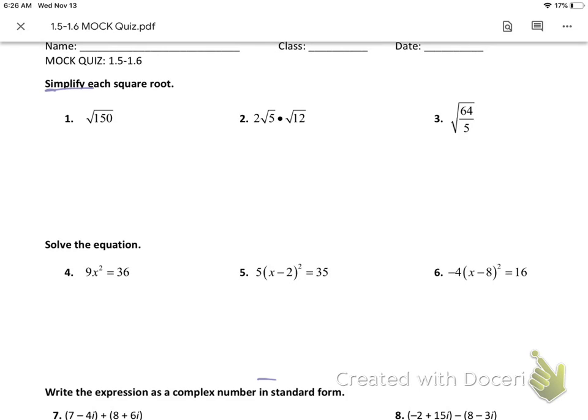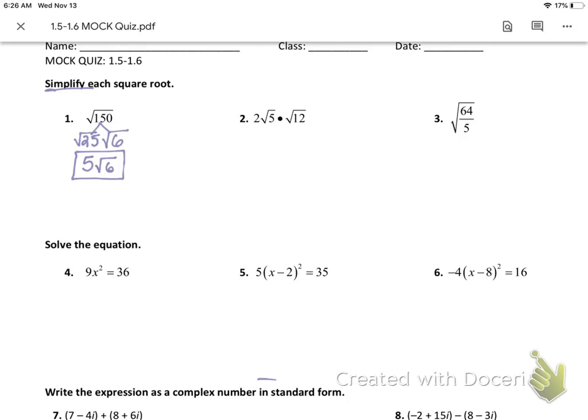So first, simplifying a square root. It just means break it down. You're looking for one that's a perfect square and one that's not. So go through all of the factors of 150: 25, 6. I put 25 first because the square root of 25 is 5. The square root of 6 I cannot do, so it goes second and it stays under the square root. Moving on to the next one.